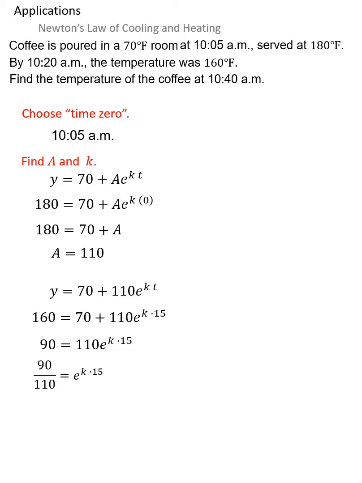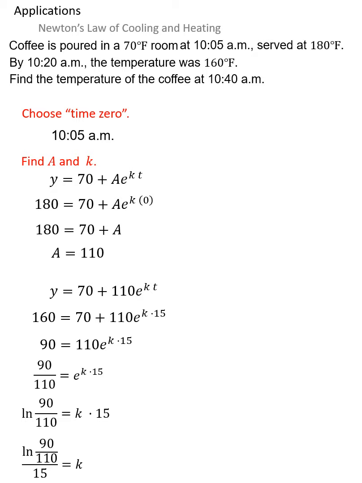Notice the fraction 90 over 110. I could reduce that to 9 over 11, but I didn't bother to do that, and it won't matter since I'm using a calculator anyways. Now notice I've isolated the exponential function. To actually solve for k now, I should convert from exponential form to logarithmic form. Notice the natural log on the left side of the equation. And ultimately, to solve for k now, I should divide by 15, and there's what I get.